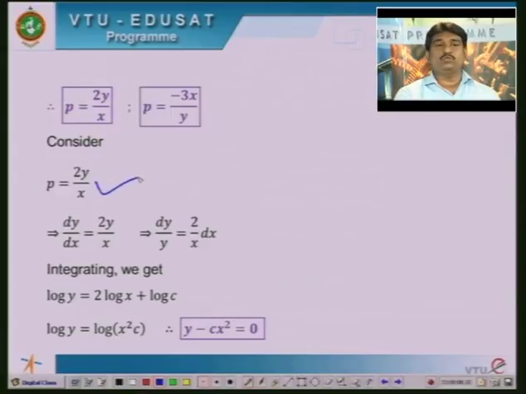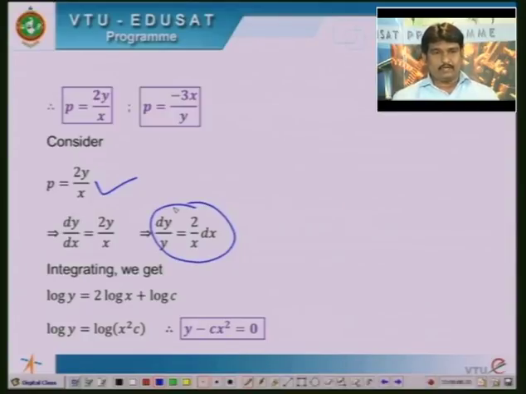Consider p equals 2y by x. p is dy by dx, which equals 2y by x. You separate the variables, you get dy by y equals 2 by x into dx. It is in variable separable form. Integrate it. Integration of 1 by y is log y equals 2 into integration of 1 by x, which is log x plus constant of integration.